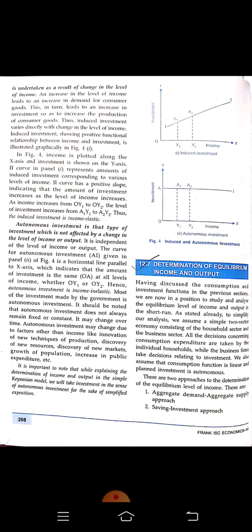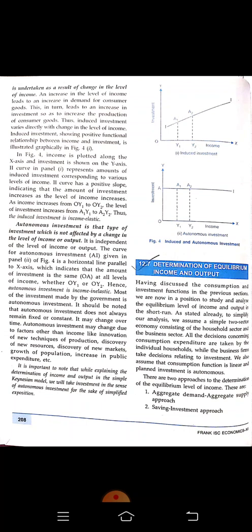So first, let us start with the aggregate demand and aggregate supply approach. In terms of this approach, the equilibrium level of income and output in the economy is the one where the desired aggregate demand for goods and services is equal to the aggregate supply.